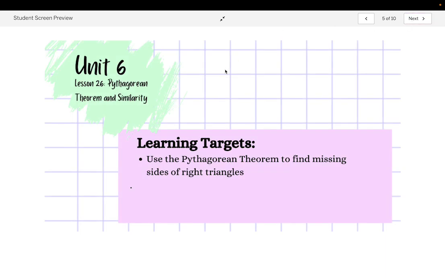And then this is Unit 6, Lesson 26, with just Pythagorean theorem and similarity. So the goal is to be able to use this formula called the Pythagorean theorem to find missing sides of right triangles.